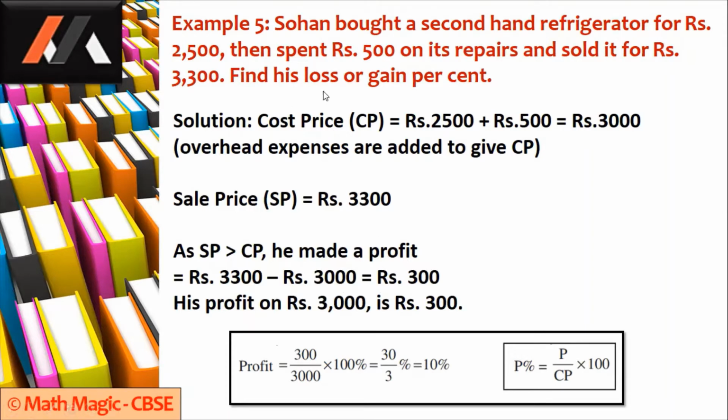Now we have to find the loss or gain percent. There's a gain of rupees 300, so we have to find the gain percent. The gain percent is gain amount by cost price into 100%. The gain amount, or the profit, is 300, which is divided by 3,000, the cost price, into 100%, which is equal to 10%. So 10% is Sohan's gain percent.